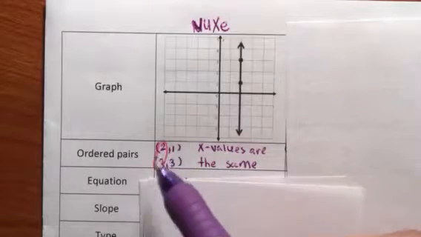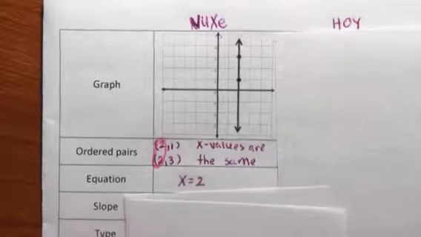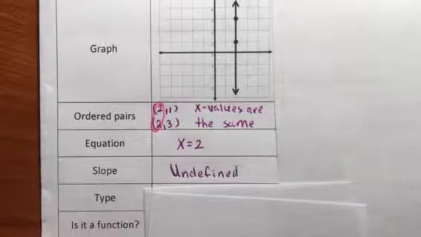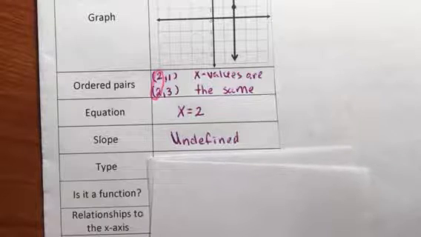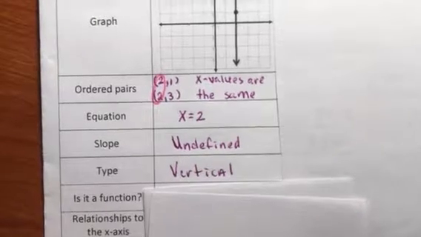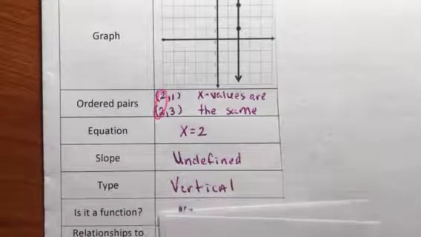Alright, so the equation of this, and I forgot the e on this, this is an x equals. So what does x equal? X equals 2. So that's the second part. What kind of slope is it? Well, that's the u part of it. It's undefined. What type is it? Well, was it horizontal or vertical? It was vertical.